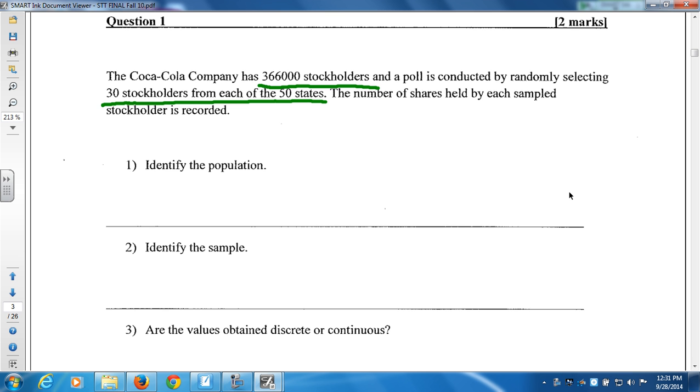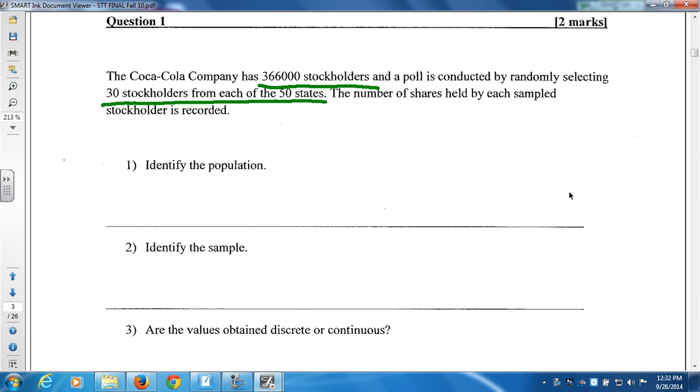But it didn't ask about the sample size, or the collected data size. For example, it said the sample is the 30 stockholders. Not the 30. 30 from each of the 50. From each of them. From each, you see, the United States has 50 states, right?